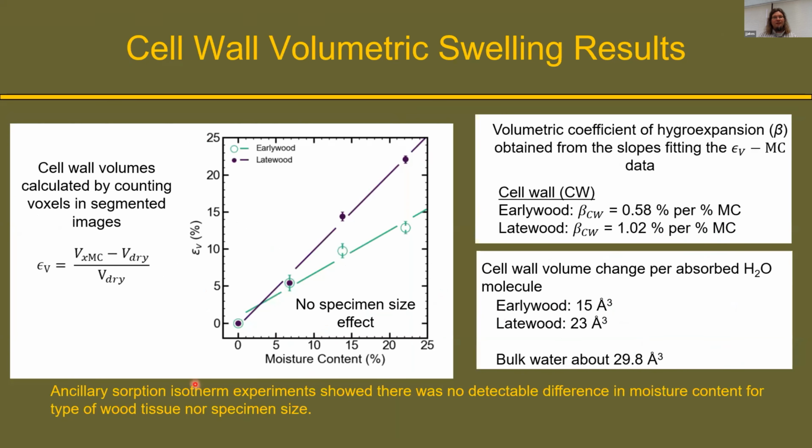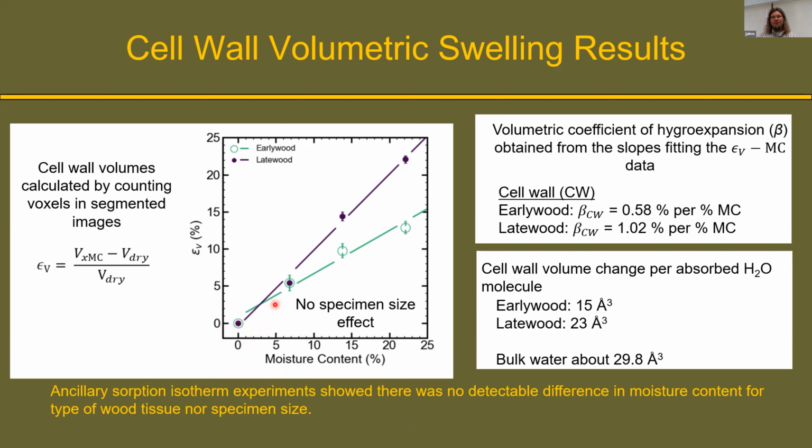So looking at the results, these are plotted: the volumetric swelling as a function of moisture content. To get the moisture content, we did some ancillary absorption isotherm experiments of both the different types of wood tissue, early wood and late wood, as well as the different sample sizes. And we saw that there was no detectable difference in moisture content for the different types of wood tissue, nor specimen size. So we're able to use the same absorption isotherm for all these experiments. And we also did not observe any sort of specimen size effect. So for both early wood and late wood, all the sample sizes are averaged together here.